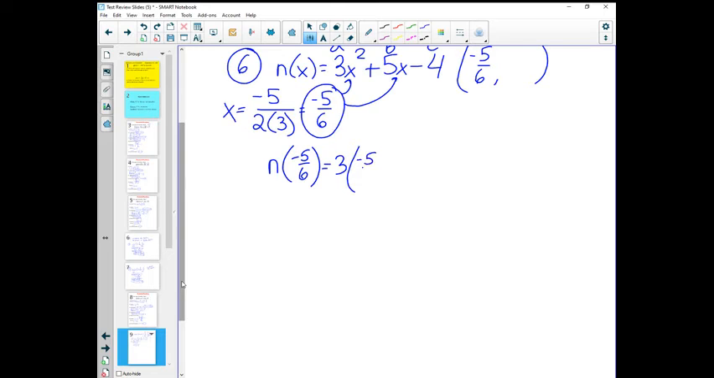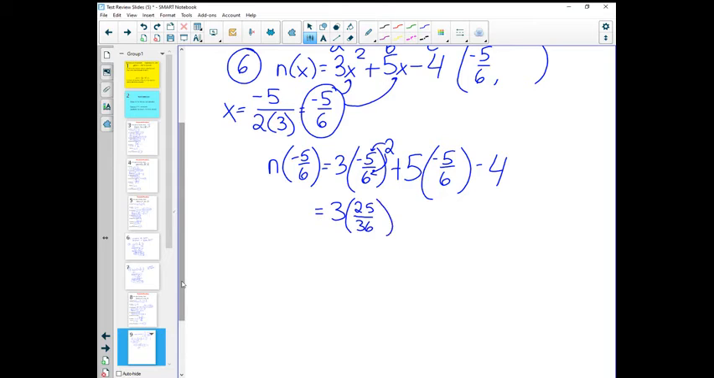3 times (-5/6) squared plus 5 times negative 5/6 minus 4. To simplify this without a calculator, we're going to need to follow order of operations, starting with the exponent. Negative 5 squared is 25, and 6 squared is 36. I'm going to change that 5 to 5 over 1, just to make it a fraction. 5 times negative 5 is negative 25. 1 times 6 is 6, minus 4.